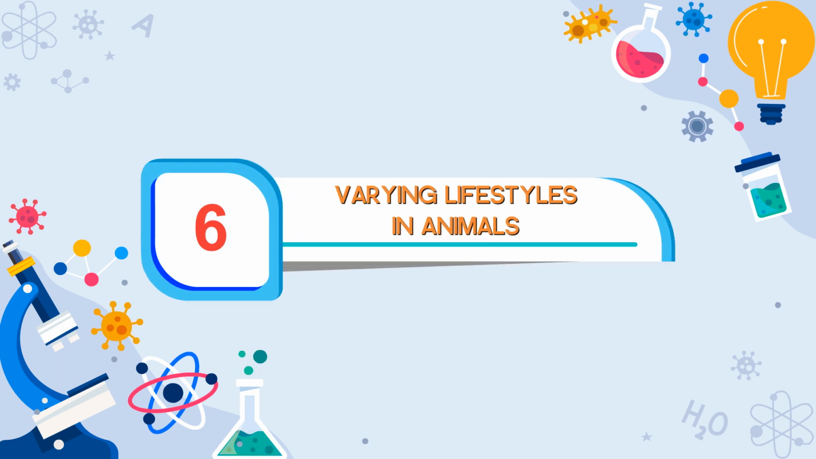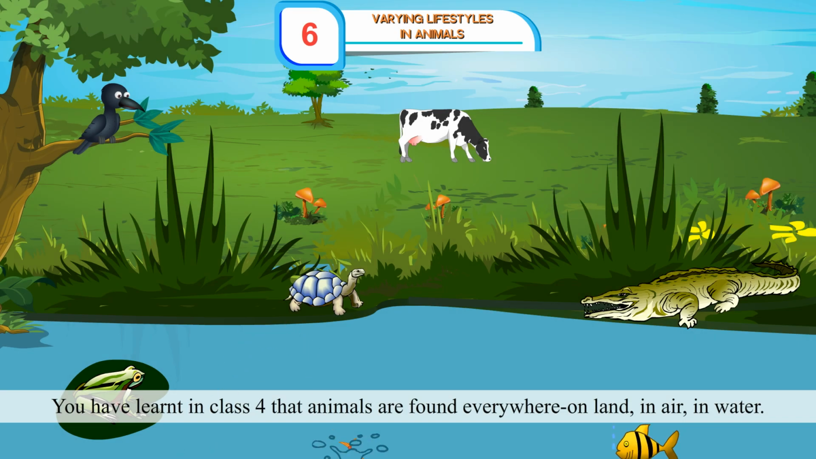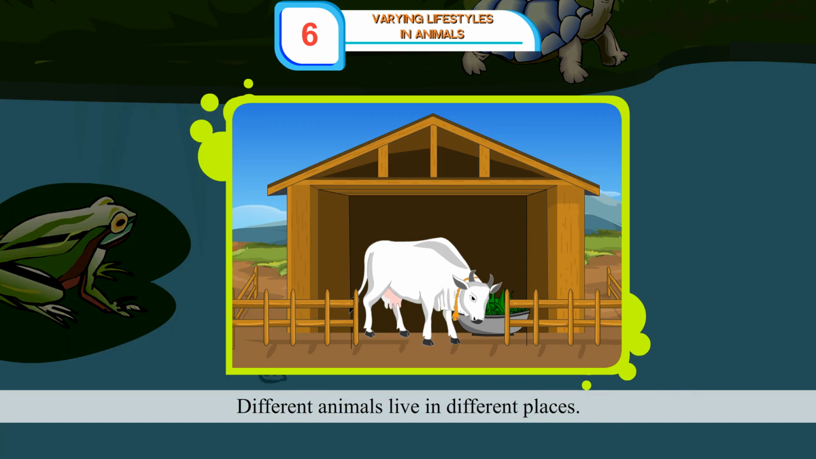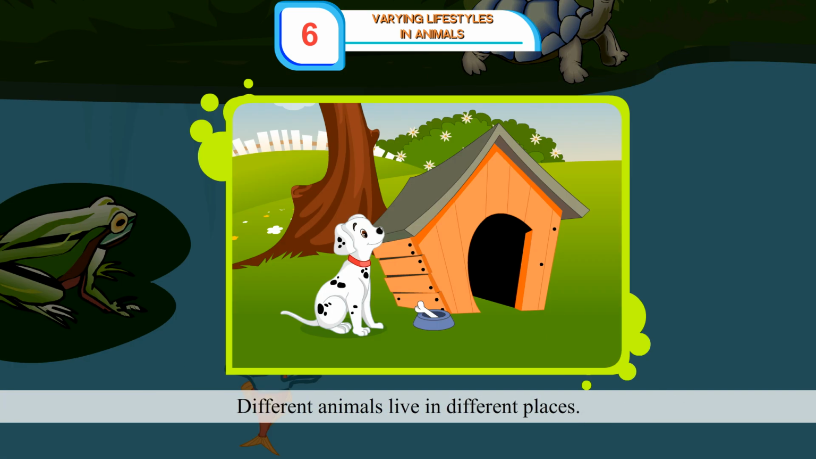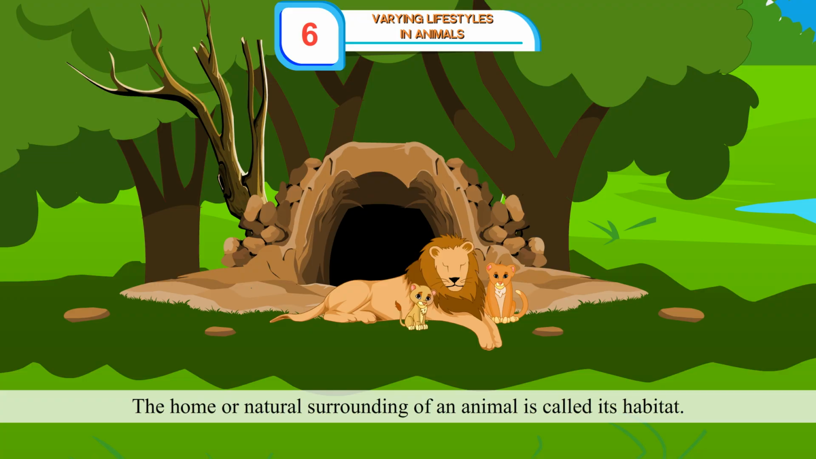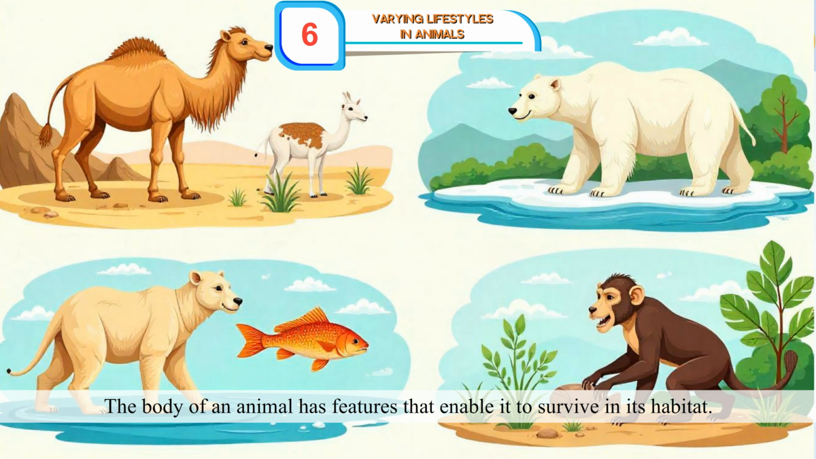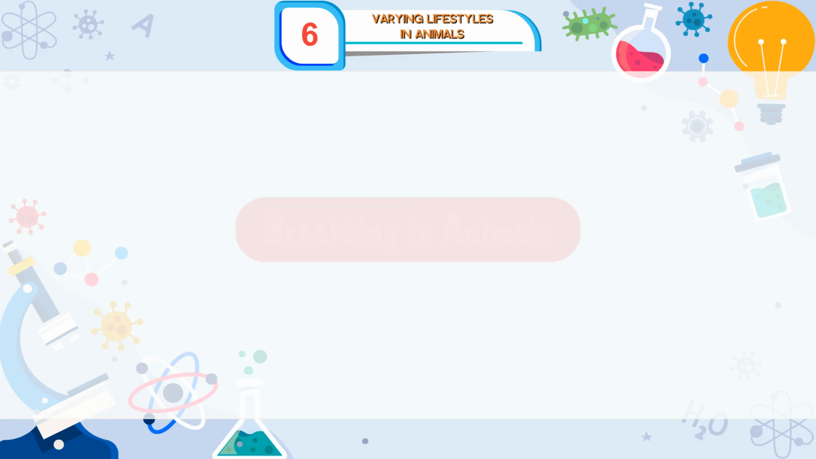Chapter 6. Varying Lifestyles in Animals. You have learned in Class 4 that animals are found everywhere on land, in air, in water. Different animals live in different places. The home or natural surrounding of an animal is called its habitat. The animals depend on their habitat for food, air, and shelter. The body of an animal has features that enable it to survive in its habitat.